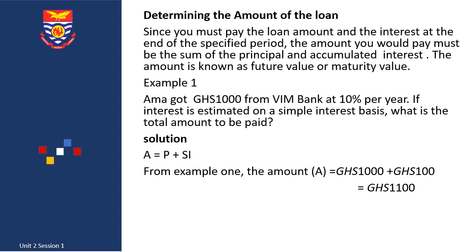So the future value is, if it will take you 3 years to pay, at the end of the third year, you are supposed to get the principal amount, which is the amount that you borrowed, plus the interest will give you the amount. So from example 1, Amma borrowed 1,000 cedis from Vink Bank, and the interest that we calculated was 100 cedis. So if you are to find the maturity value, it means you are going to add the interest to the principal, and we are going to get 1,100 Ghana cedis.